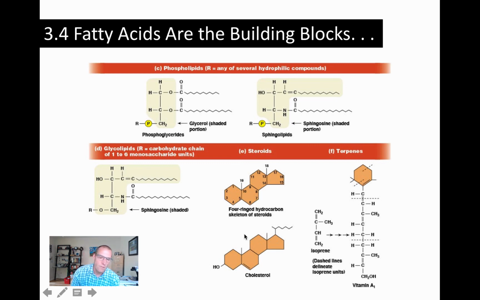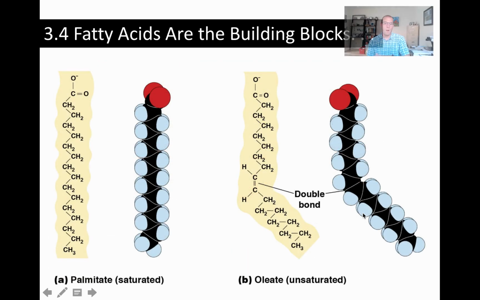We're not going to touch on steroids and terpenes here, but you should remember that steroids are a form of lipid, and you may not have encountered terpenes before. So here's isoprene. Isoprene is a basic building block of molecules such as vitamin A, which is a fat-soluble vitamin. You can see the terpene repeating units here, making up the tail of this vitamin A molecule. So, some variations on that.